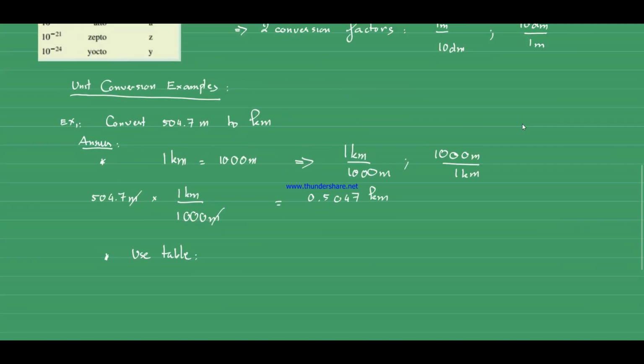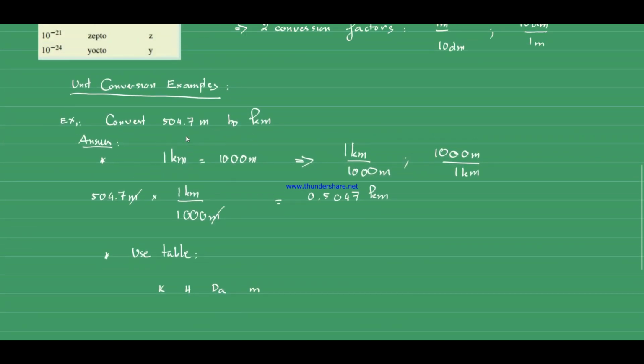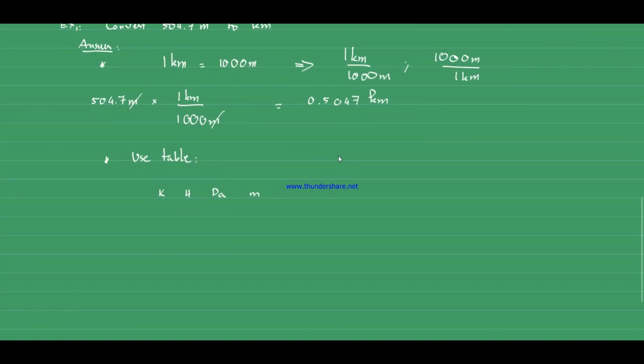So let me draw the table, just a part of the table here, so we know there's kilometers. We want kilometers here, so kilometer here, so k. Then we have h, right? H. Okay. Then we have deca. Then we have meter. Alright, so we want to convert this to kilometer.